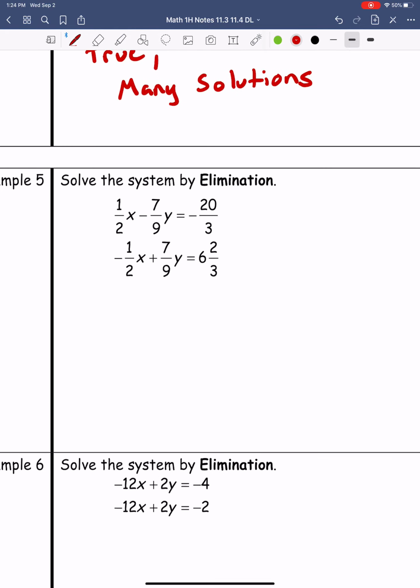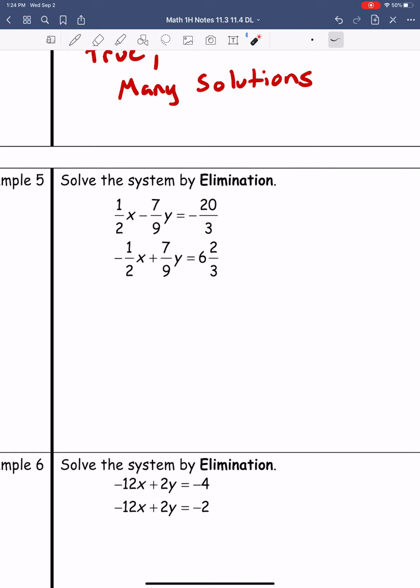Okay, I want to go down to example 5. Example 5 is pretty nasty looking because it's all sorts of fractions. You could start to fraction bomb this if you wanted to, and you'd get the right answer, but I want you to notice what the fractions are here, because we've got x above x and y above y, right? And we've got these numbers on the right side, so everything is set up nicely.